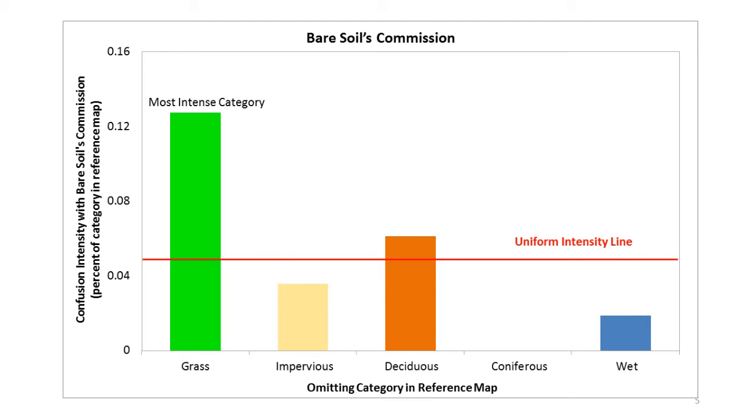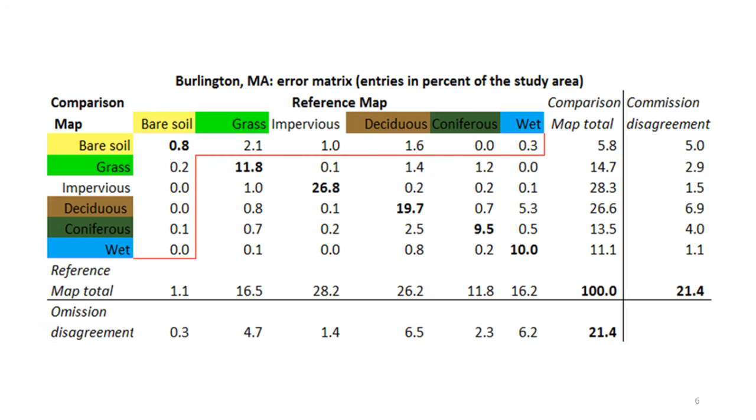our question. For the omission of Bell-Sawyer, the left column shows off-diagonal entries that are omission of Bell-Sawyer and commission of non-Bell-Sawyer categories. We see that the commission of gross is larger than the commission of coniferous, which begs the question, is this simply because the classified map has more gross than coniferous, or is this because the commission of gross is more intense than the commission of coniferous when Bell-Sawyer is omitted? Intensity analysis also answers this question by the following steps.